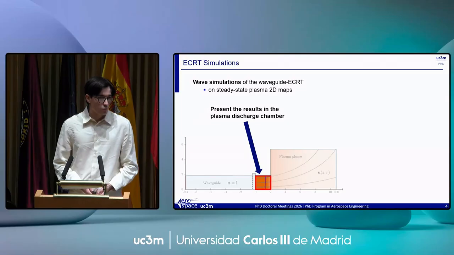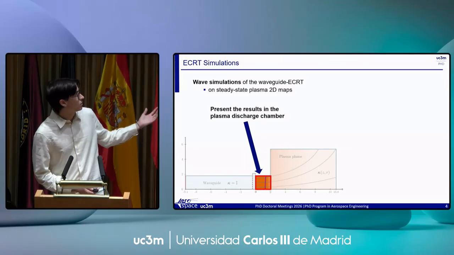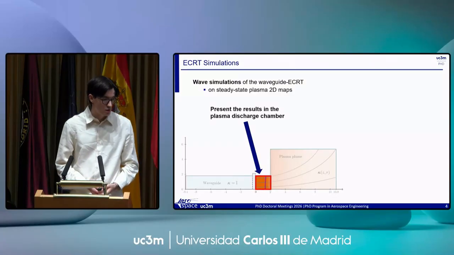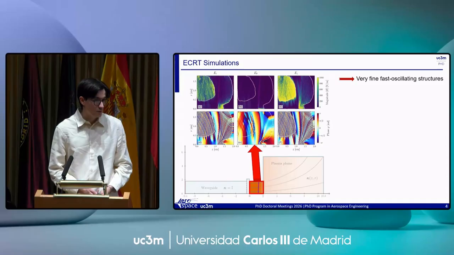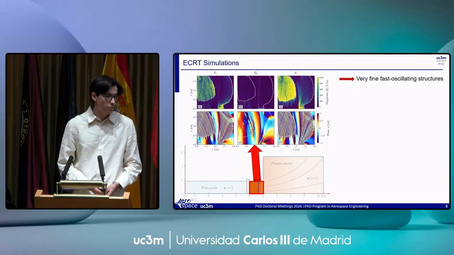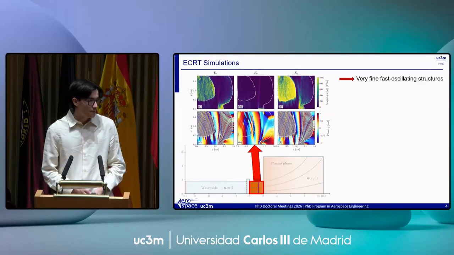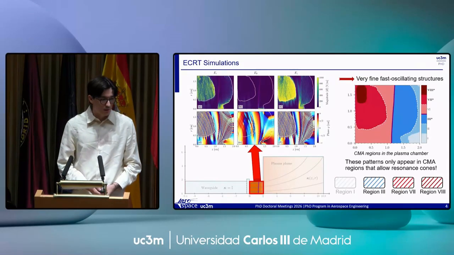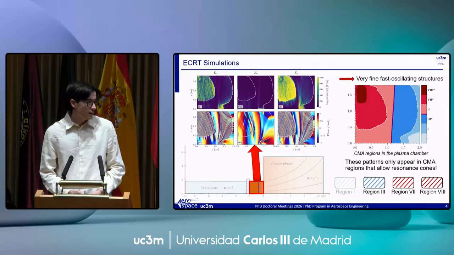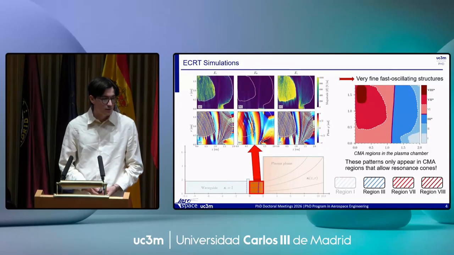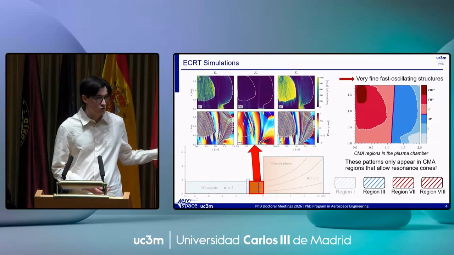So now we can run wave simulations in the ECRT domain I presented before. Here we will show the results in the discharge chamber. And these are the first results we have. Here you have the three components of the electric field. And what we can see is that very fine, fast oscillating structures appear. And we can also plot at the same time in the discharge chamber the different regions of the CMA diagram. And we see that these structures perfectly match with regions of the CMA diagram that allow resonance cones.